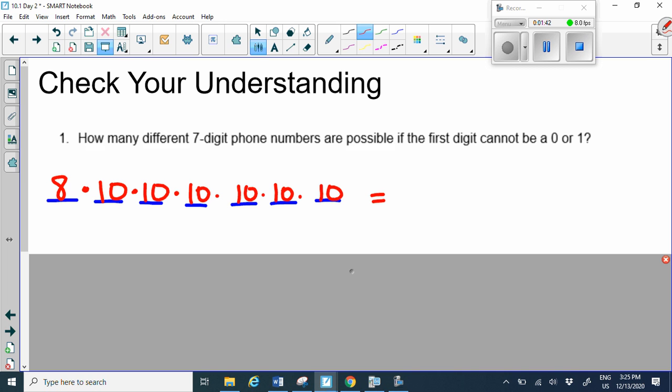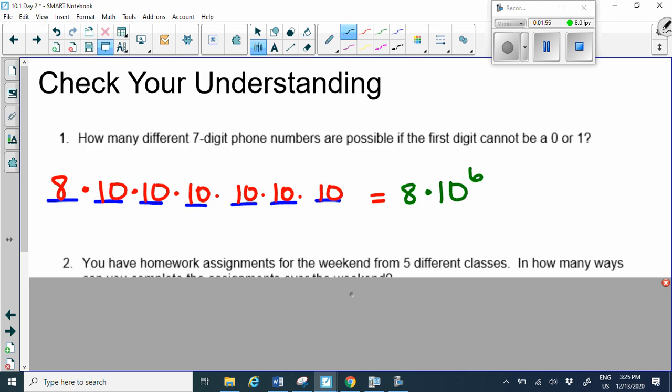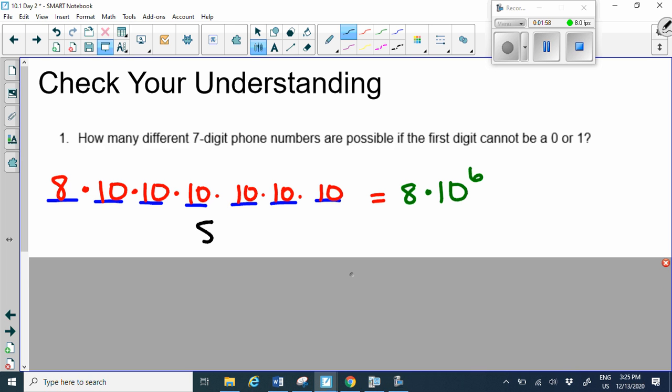Another way of rewriting this could be 8 times 10 to the 6th power. If you wrote it like that, that's also the same thing. So now you can just plug this into your calculator, and when you do, you should get 8 million as your final answer.